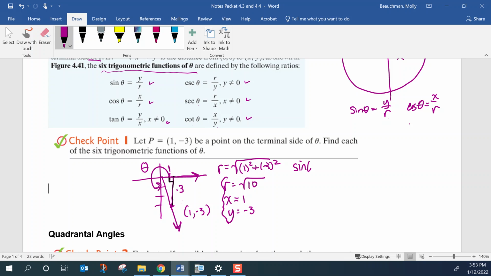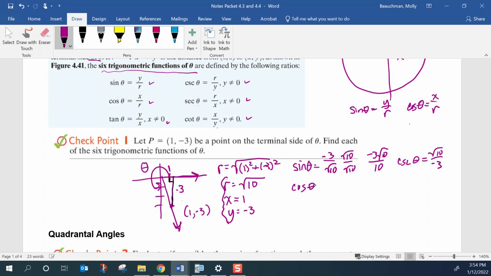So the sine of my angle is going to equal y over r. So that's going to be negative 3 over the square root of 10. Rationalize your denominator, and we end up with negative 3 square root of 10 over 10. The cosecant of that angle is the reciprocal. So let's go r over y. That's going to be the square root of 10 over negative 3.